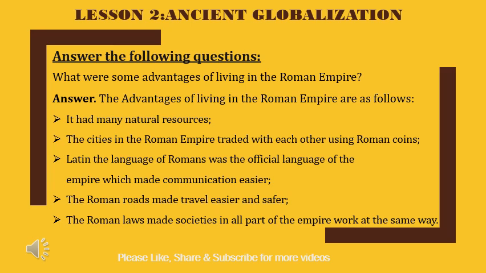Answer the following questions. What were some advantages of living in the Roman Empire? Answer: the advantages of living in the Roman Empire are as follows. It had many natural resources. The cities in the Roman Empire traded with each other using Roman coins. Latin, the language of Romans, was the official language of the empire, which made communication easier. The Roman roads made travel easier and safer. The Roman laws made societies in all parts of the empire work in the same way.